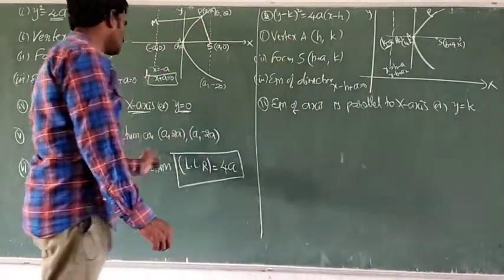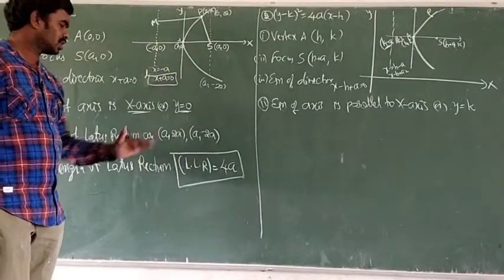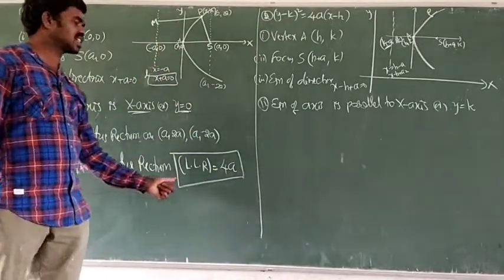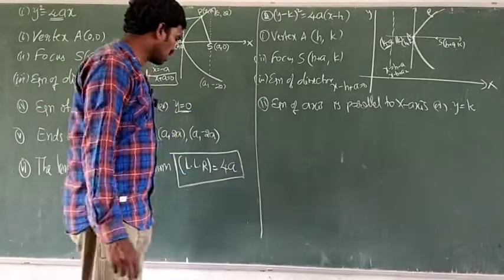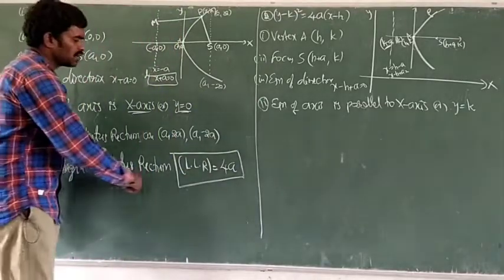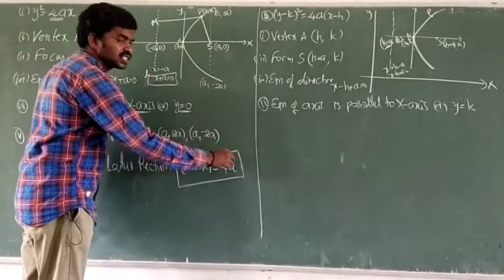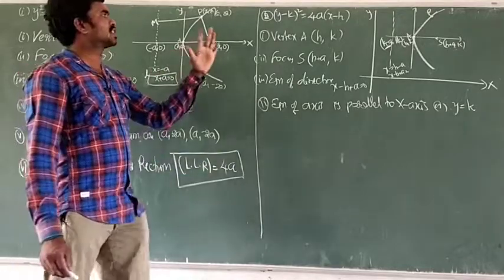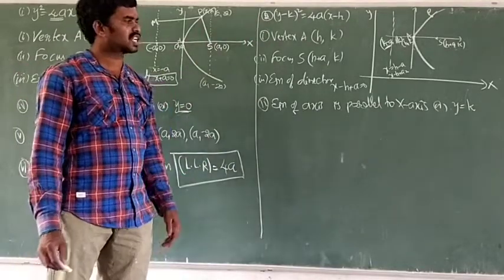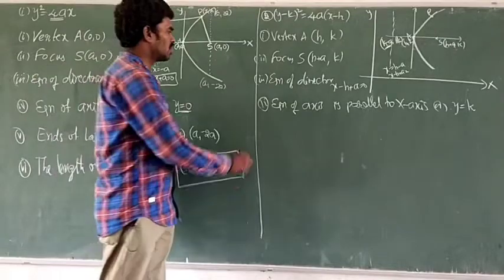Next, fifth one, end points of lattice rectum, same. Next, sixth one, length of lattice rectum is 4a, same. I have already told you this formula is always 4a in each and every concept, including the second concept. Is it clear? Next, the third concept.